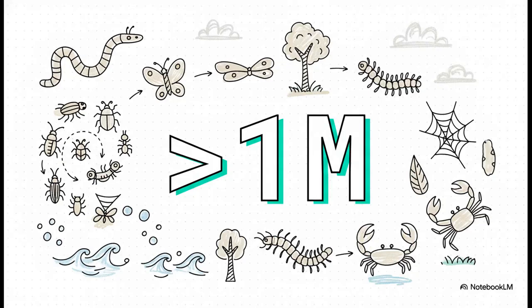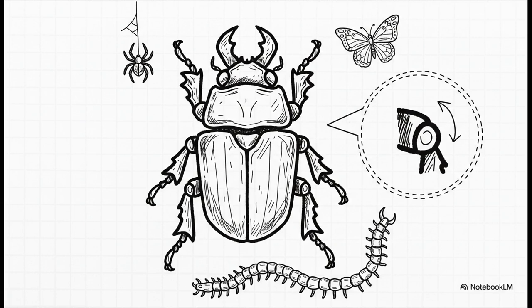Okay, so from segmented worms, evolution just goes wild. This next step leads to the single most successful group of animals on the entire planet. I'm not exaggerating. We are talking about a phylum with over 1 million known species, and they have dominated every single habitat you can possibly imagine. Meet the arthropods. This is the blockbuster group that includes all the insects, spiders, and crustaceans.